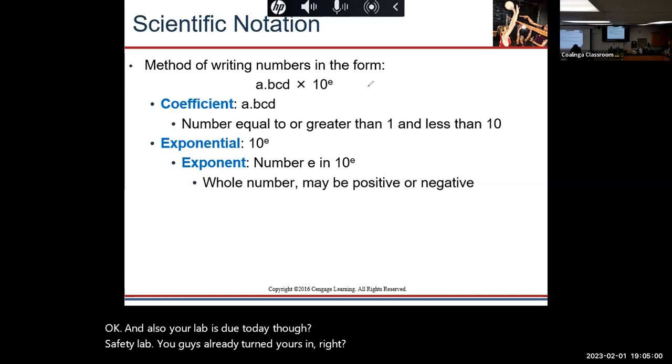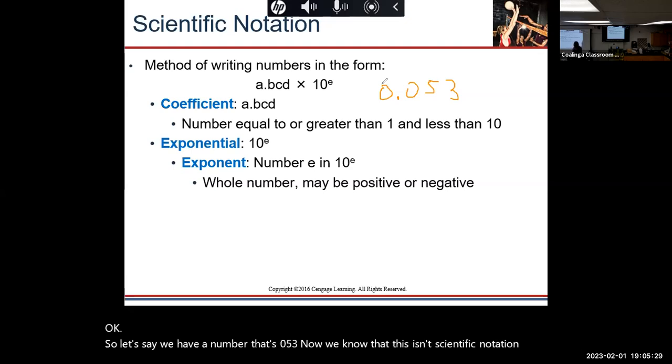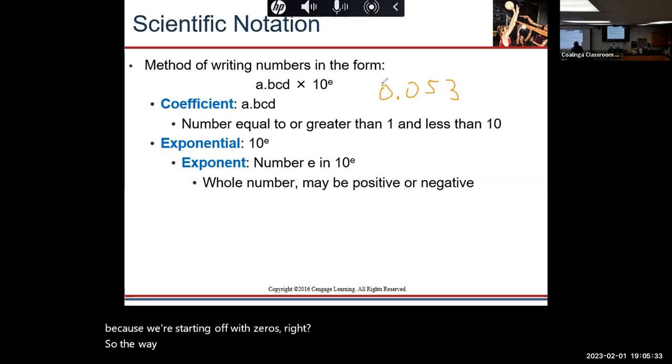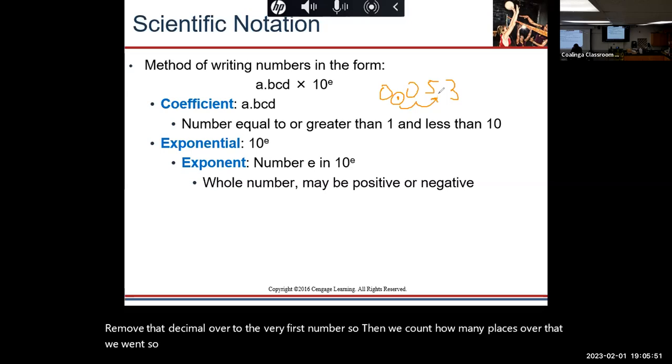Okay, so let's say we have a number like 0.053. Now we know that this isn't scientific notation because we're starting off with those zeros. The way that we would change this to scientific notation is we count over till we get to that very first number. Put that decimal over to the very first number. Then we count how many places over that we went. So that's 1, that's 2.